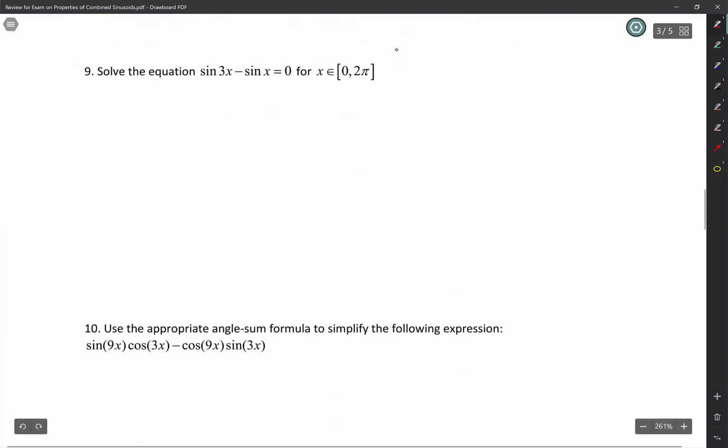All right, question 9. Should we do it? Question 9 or no?